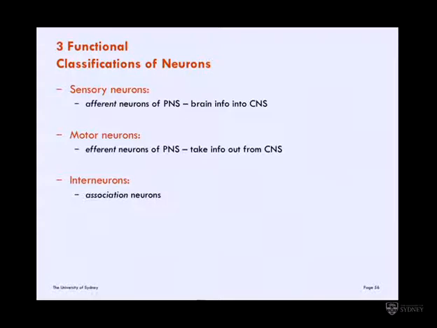So that sensory information then comes in, and if a motor response is required, they activate the motor neurons, referred to as efferent neurons. And these efferent neurons then take information from the central nervous system to the periphery. Okay? So they take information out of the central nervous system to the periphery.